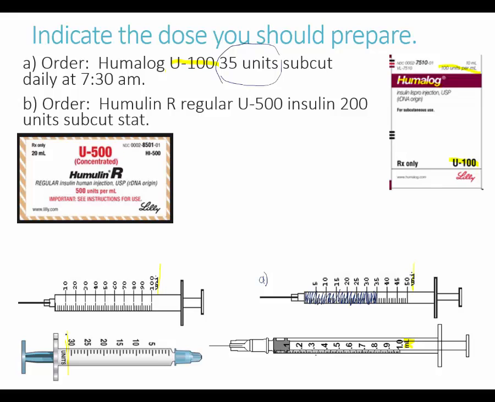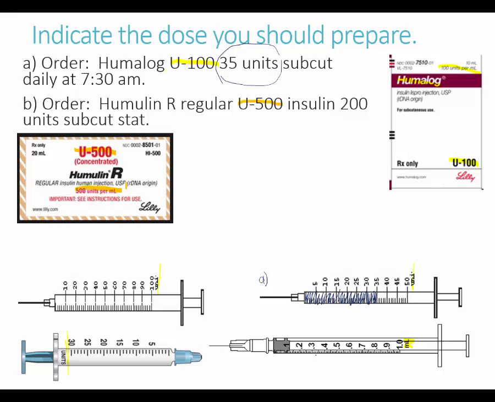Let's take a look at example 2. As I read example 2, the order is for the Humulin R, regular, U500 insulin, 200 units subcutaneously stat. When I look at the label for the Humulin R, I notice that the concentration is U500. Below, I see that that means there are 500 units per milliliter.